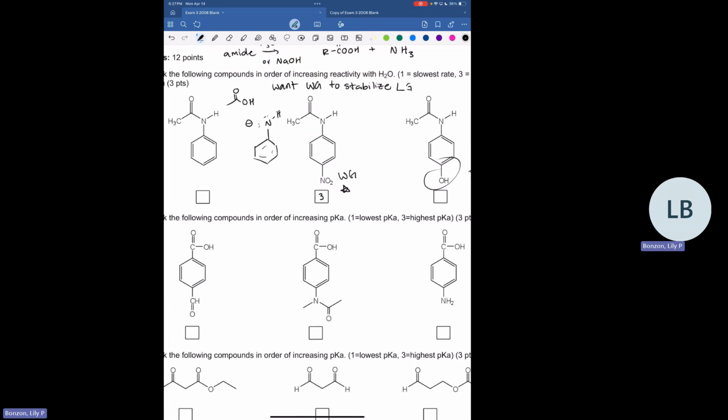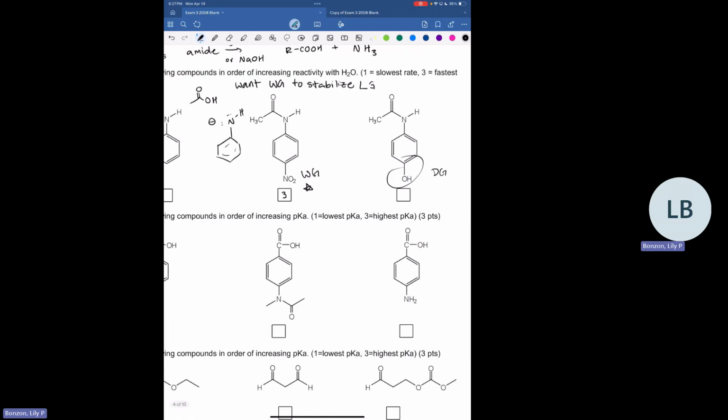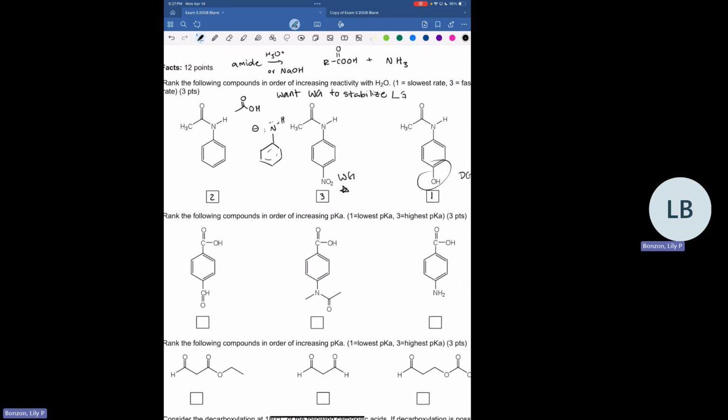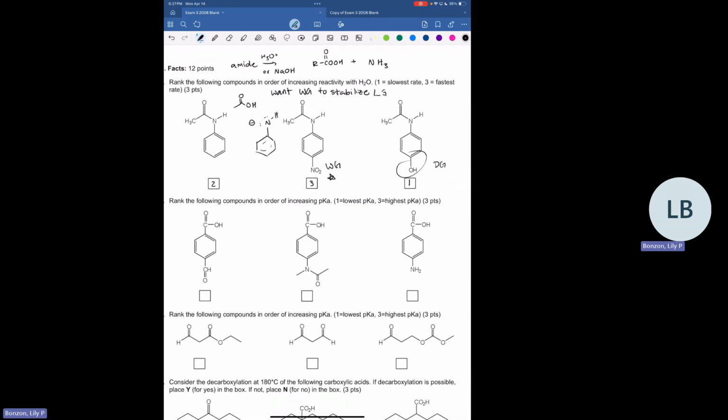And then between the left and the right, the left doesn't really have anything, it's kind of just neutral. But the right has a donating group, and a donating group would destabilize that leaving group and that negative charge. So that's going to have our slowest rate. And then the left, that one's just going to get our middle position. Questions on that one?